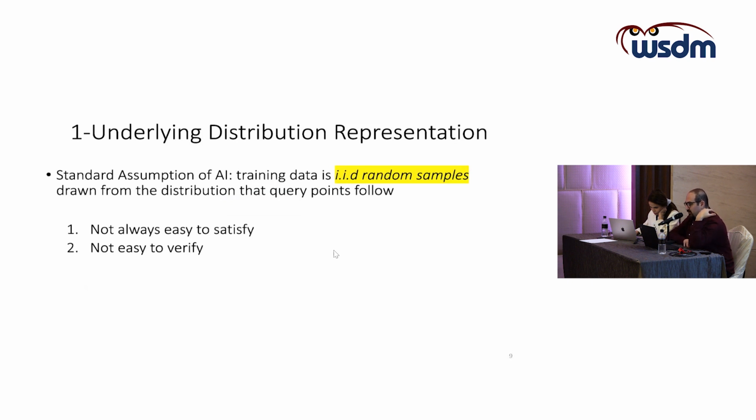In the rest of part 1, we'll review some of the requirements for the data through the lens of responsibility. The first requirement is that the data that is going to be used for generating AI models should be an IID random sample drawn from the distribution that the query point follows. This is a fundamental requirement of machine learning, not specific to responsible AI, but when we are talking about responsible AI, it becomes even more important. It sounds easy, IID random samples, it's always the assumption, but it's not easy to satisfy. And more importantly, it's not easy to verify.